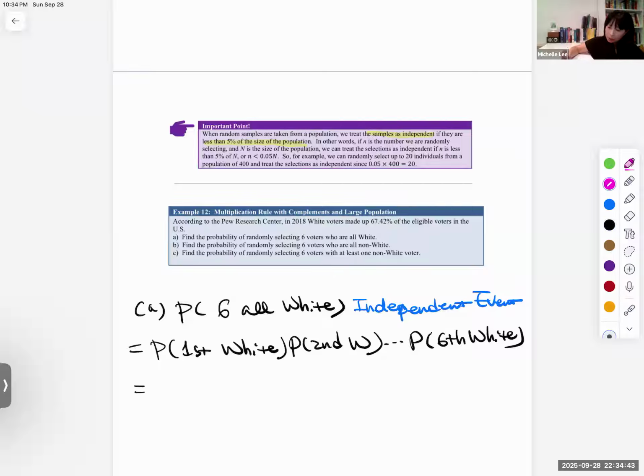So we have 67.42%, which is 0.6742 to the 6th power, right? We had the experience earlier, right? Can you please calculate: 0.0939. Yeah. Okay, second part, non-white.